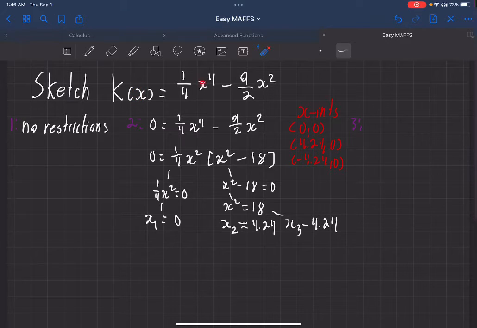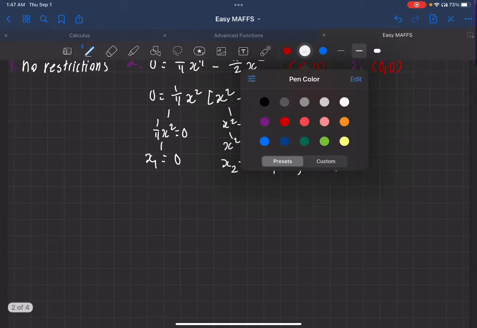So 0 to the 4th is 0, times 1 over 4 is 0, minus 9 over 2 times 0 to the second, which is 0. So 0 minus 0 is 0. So our y-intercept is at 0, 0. Our x and y-intercepts share a common point. So y-int is at 0, comma 0. All right, step 4.